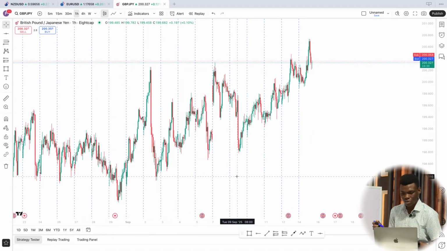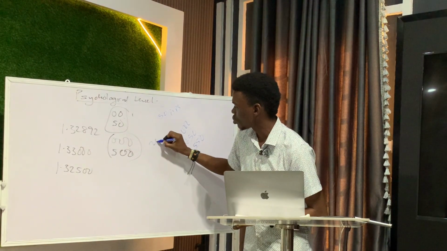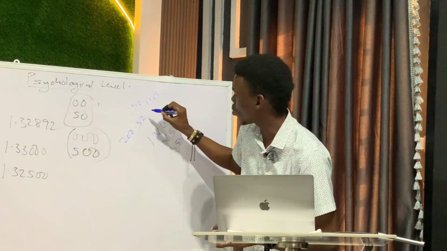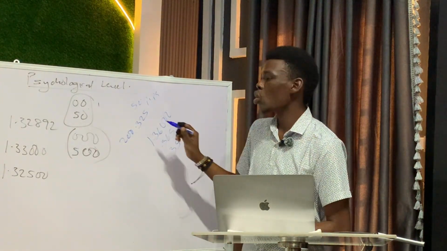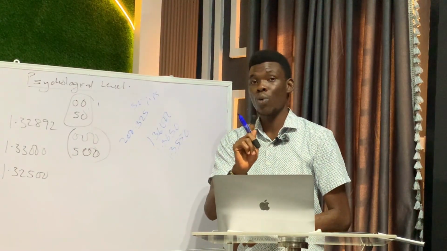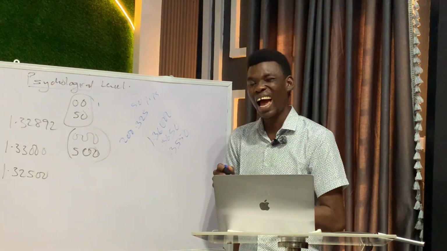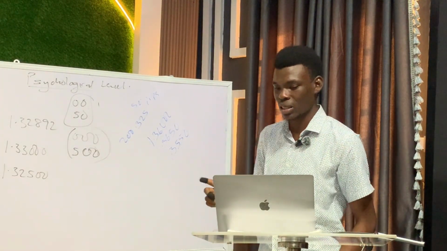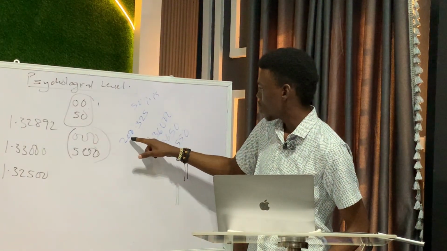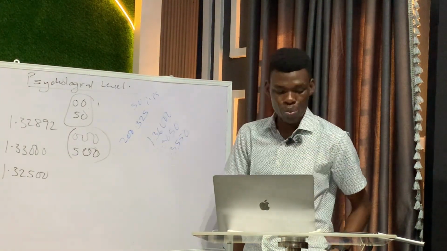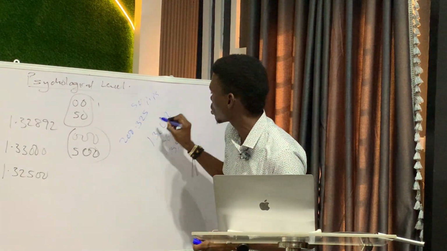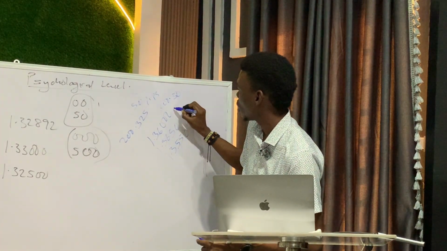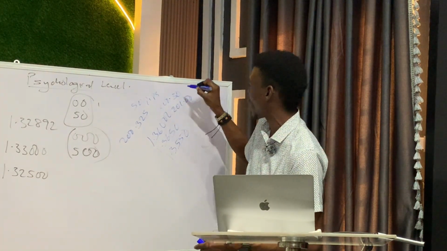Currently the price of GBP JPY is 200.32. Then we want to add the 25, right? Now for GBP JPY pairs, the pip is the second digit after the decimal point. Check this place now. This is the pip. So what will be the nearest psychological level to this one? It will be 200.50, or you say 201.00, and so on.